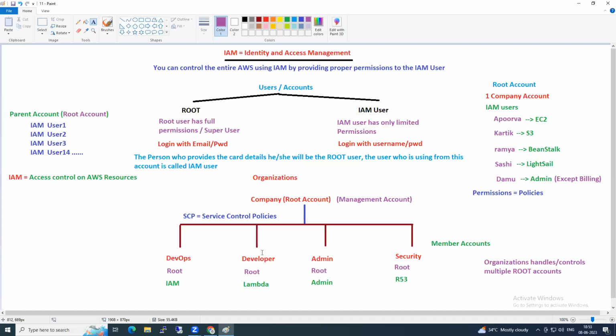SCP, Service Control Policies. There is a question like this: the management account will control the member account using what? SCP. What is SCP? Service Control Policy. How are we giving permissions to IAM users? Apurva has permissions only to EC2, Karthik has permission only to S3. The same way, for a root account, we can say that you should have permission only for this. We can control it, even though it is a root account.